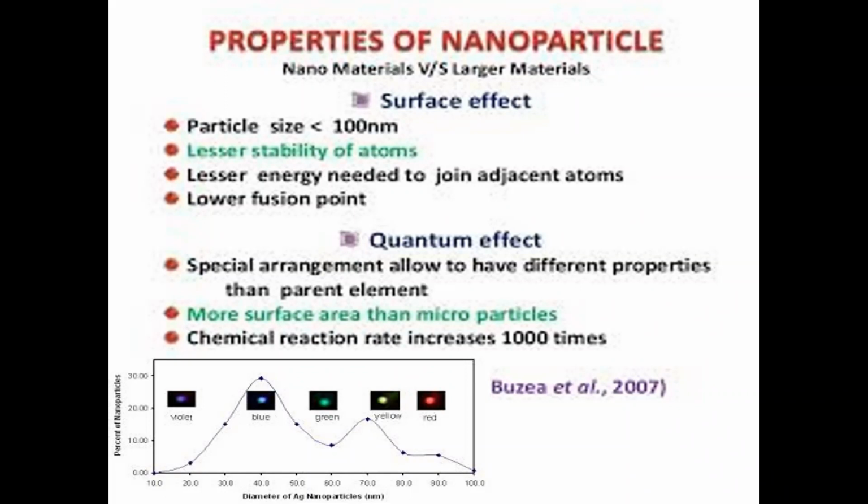In 1991, Iijima discovered the carbon nanotubes. Then in 2004, British scientists Geim and Novoselov discovered another allotrope of carbon named graphene.